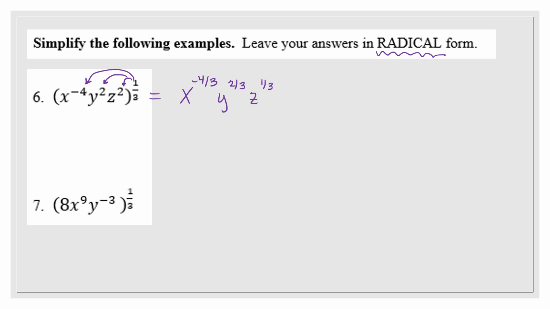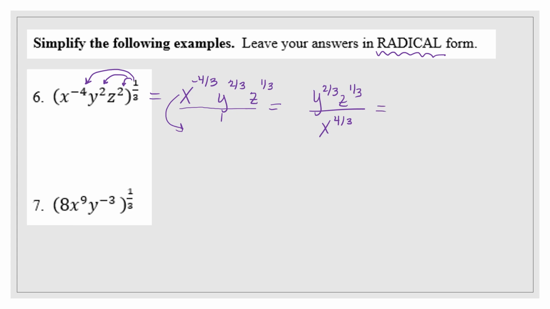I do have a negative exponent. Right now, everything is over 1, but I need to take this term with the negative exponent and put it in the denominator to make it a positive. So we will have y to the 2/3, z to the 1/3 in the numerator, and x to the positive 4/3 in the denominator. Now in radical form, all of the roots have to be the same.